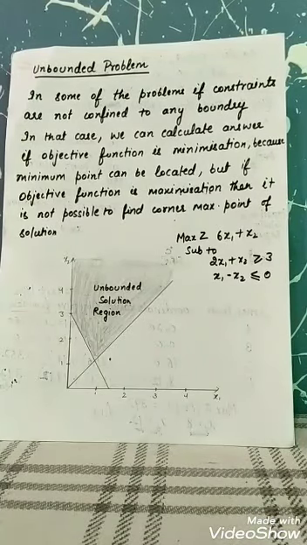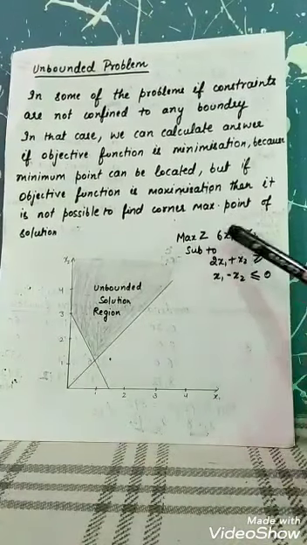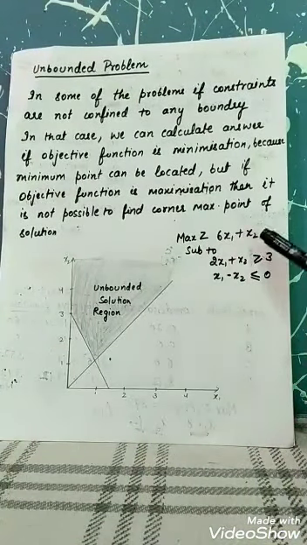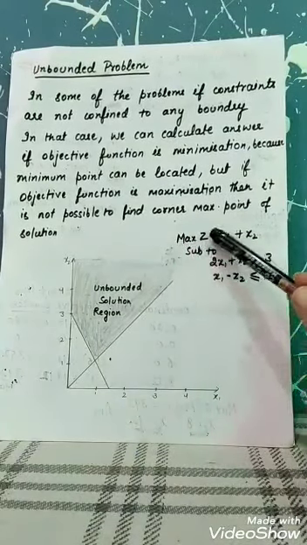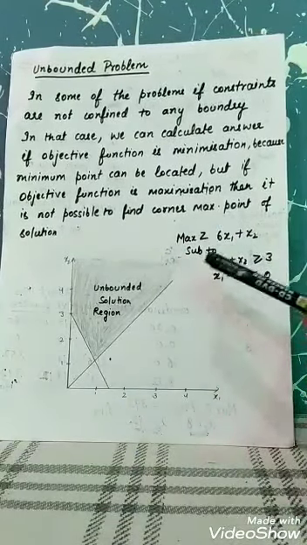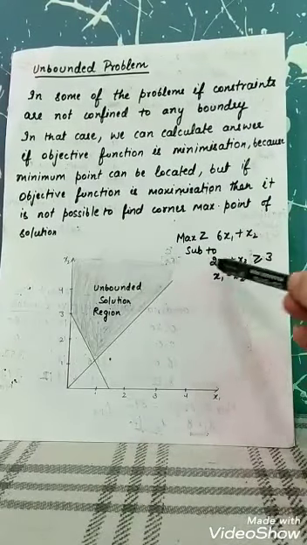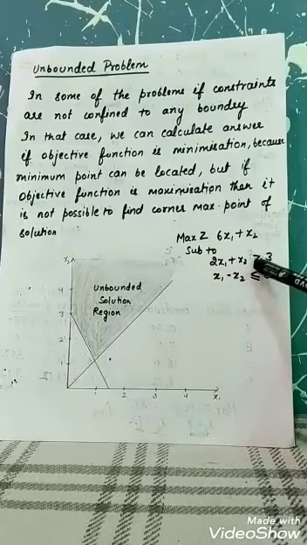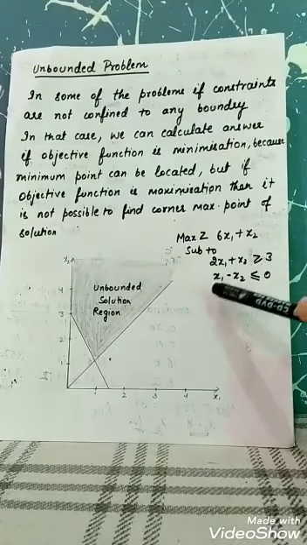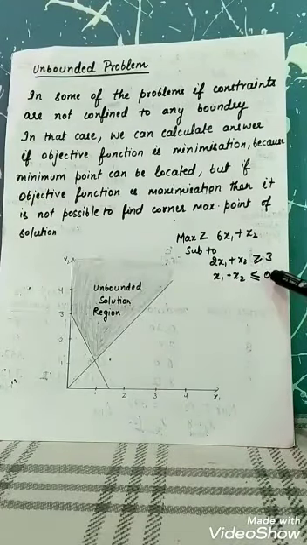Here I have given one example of it, that is maximize z = 6x1 + 6x2. Here the objective function is maximum, so it is impossible to calculate the answer in the case of an unbounded problem. And these are two equations. First one is 2x1 + x2 greater than or equal to 3 and x1 - x2 less than or equal to 0.